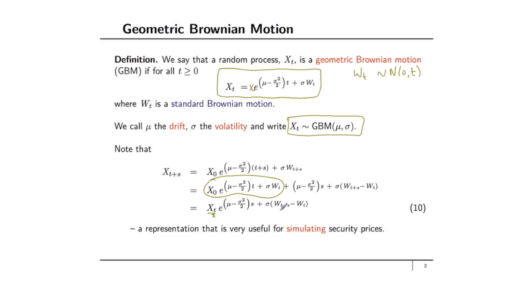It's very useful for simulating security prices when those security prices follow a geometric Brownian motion. This quantity here, W_{t+s} minus W_t, is just a normal random variable with mean 0 and variance s. Moreover, it is independent of X_t, and this follows from the independent increments property of Brownian motion that we discussed in that other module on Brownian motion.